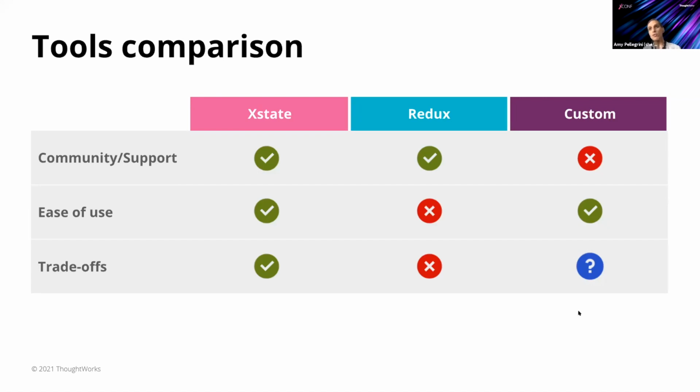And for our custom solution, what we found out is that it's quite easy for us to implement something that we feel comfortable about, and it's quite straightforward, but we don't know what that means for the future. And we don't have any support or community around it because it's basically our own solution. We need to be responsible and accountable for it, and we cannot guarantee that. So we decided to go with Xstate.